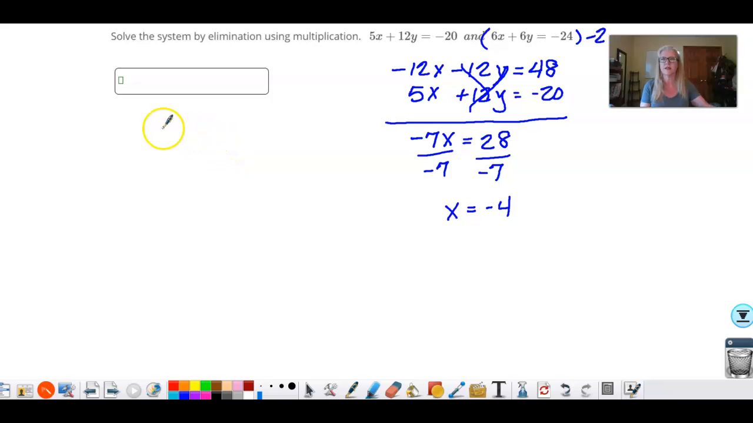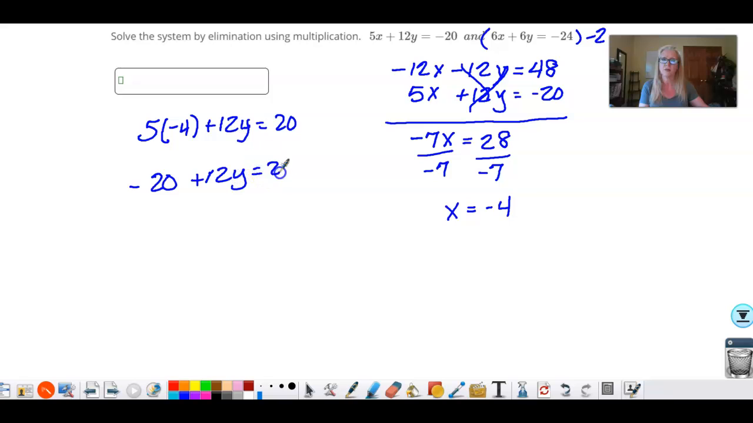Now I substitute negative 4 in for x in one of the first two equations. That's negative 20 plus 12y equals 20. And then I add 20 to both sides. What did I do wrong? Oh, this was a negative 20. Okay. This is a negative 20. I'm like, this isn't going to work out.